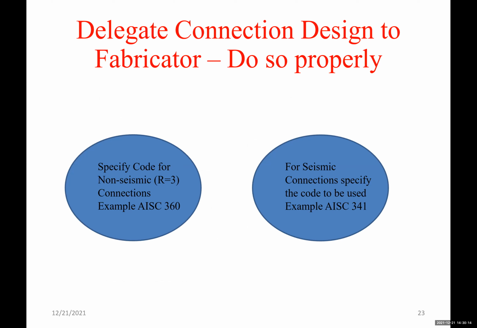Specify code for non-seismic, R equals 3 connections, for example AISC 360. So if the lateral system is with a response modification factor R equals 3, then we need to use AISC 360. We do not need to use AISC 341, the seismic provisions. So for seismic connections, specify the code to be used, like AISC 341. If the response modification factor R is more than 3, 3.25, 3.5, 5, 8, depending on the system that you are using, then we need to use AISC 341 and you need to specify that.